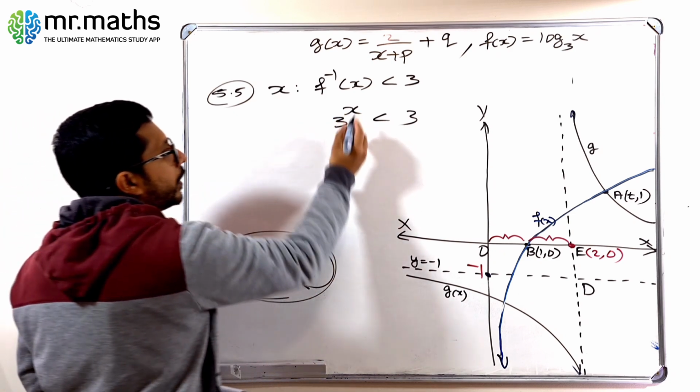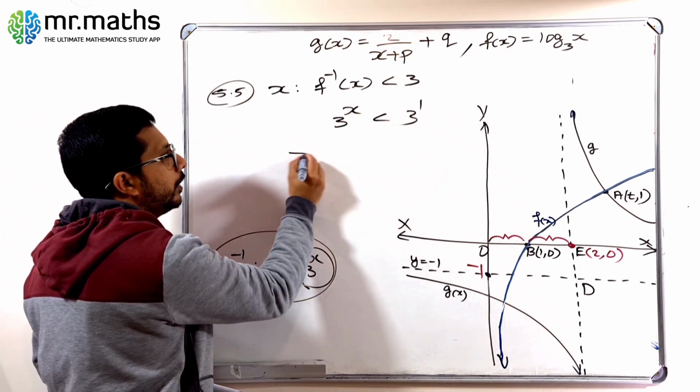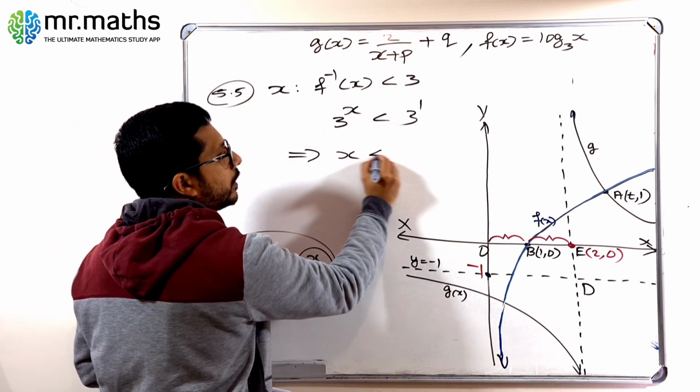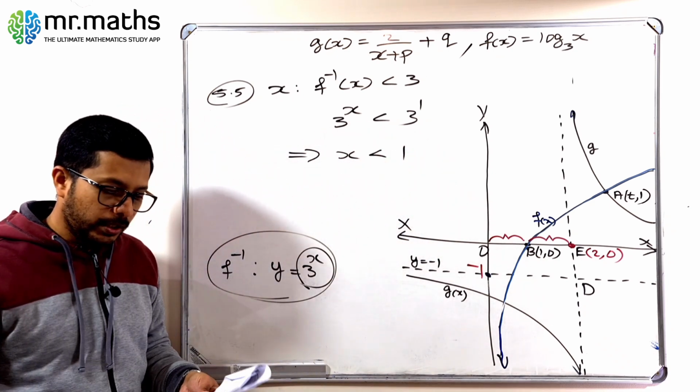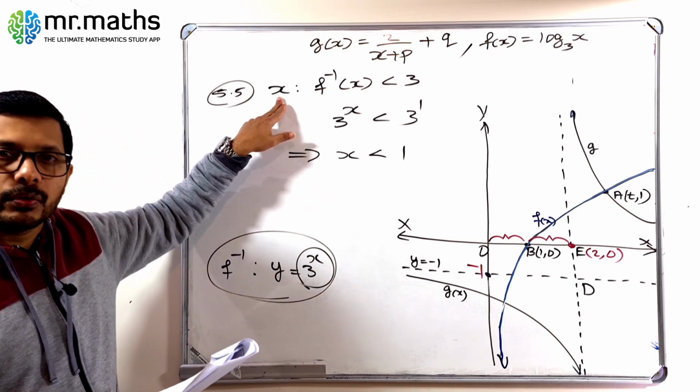Now 3 means 3 raised to 1. So what is the meaning of that? The bases are the same, so x is less than 1. You have to find the value of x, or values of x.